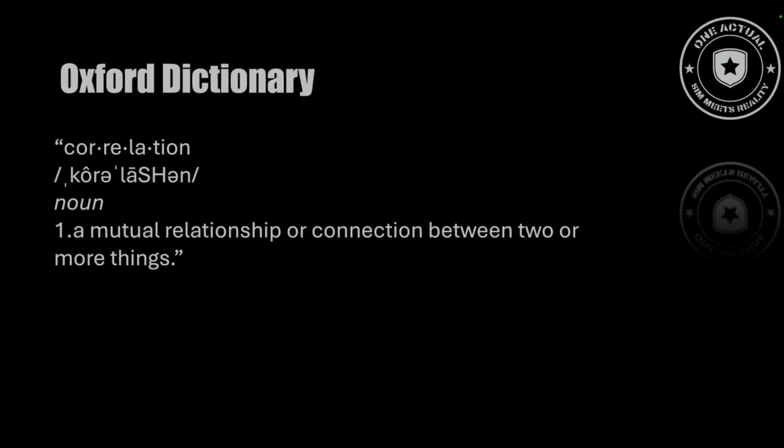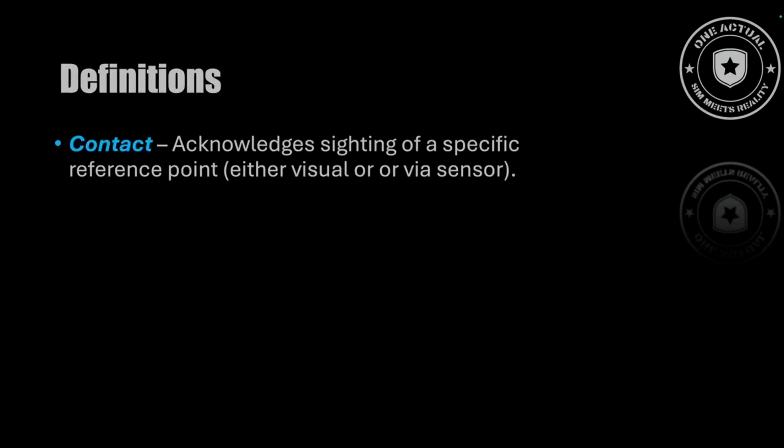I wanted to look up correlation because I think sometimes it's good to get to the root of a word and understand it. It's really just a mutual relationship or connection between two or more things, which is what we've been talking about. Speaking of definitions, contact acknowledges sighting of a specific reference point, either visual or sensor. So again, contact can be with your eyes or with your targeting pod. You're just acknowledging, yep, I got contact on that grid or whatever. So it's a reference point.